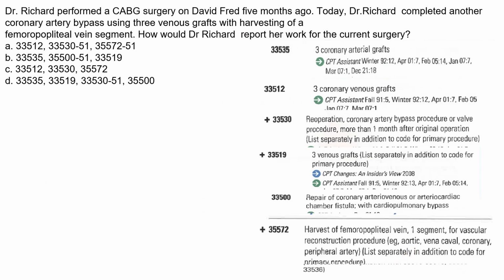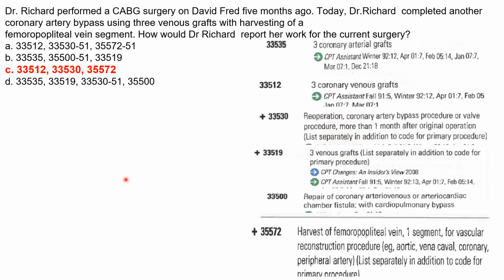Now let us see what our answer is. So our answer is C. And if you see here, 530 and 572 are add-on codes. If you remember, we never put a modifier 51 on the add-on code, so we can eliminate option A without even seeing whether the code is right or wrong. And then you have this answer, 33512, which is a venous graft, 530, which is for the reoperation, and 572 for the femoropopliteal harvesting.